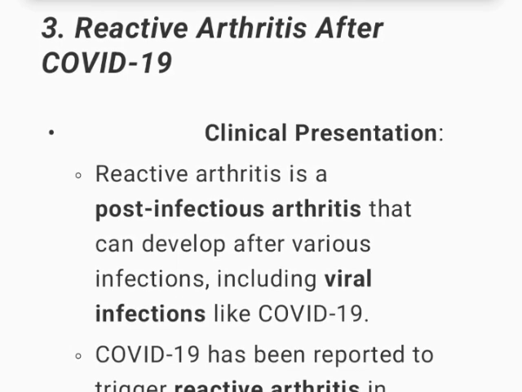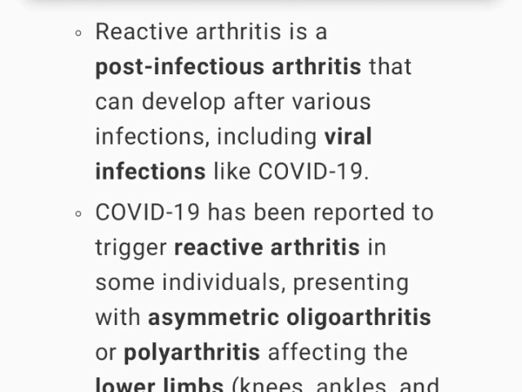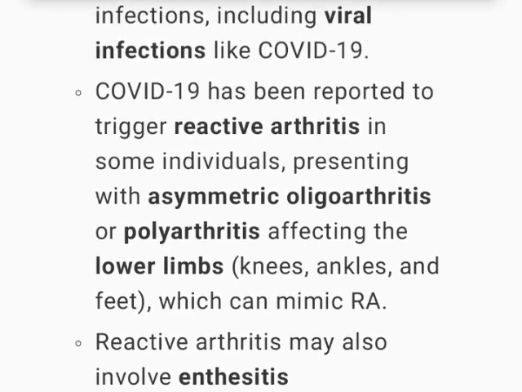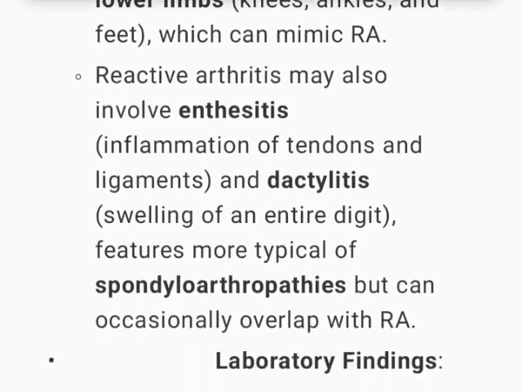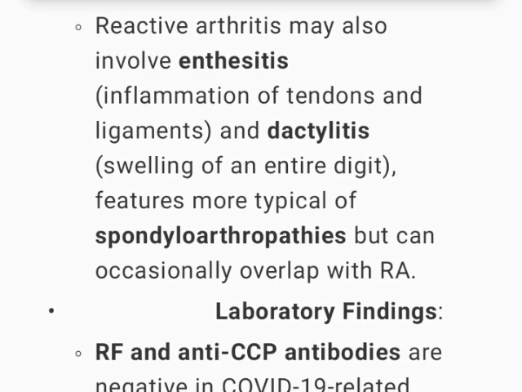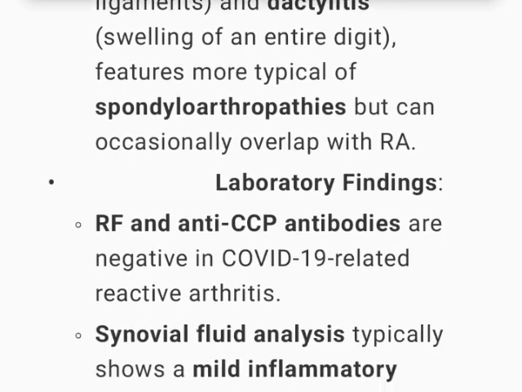3. Reactive arthritis after COVID-19. Clinical presentation. Reactive arthritis is a post-infectious arthritis that can develop after various infections, including viral infections like COVID-19. COVID-19 has been reported to trigger reactive arthritis in some individuals, presenting with asymmetric oligoarthritis or polyarthritis affecting the lower limbs, knees, ankles, and feet, which can mimic RA. Reactive arthritis may also involve enthesitis, inflammation of tendons and ligaments, and dactylitis, swelling of an entire digit, features more typical of spondyloarthropathies, but can occasionally overlap with RA.